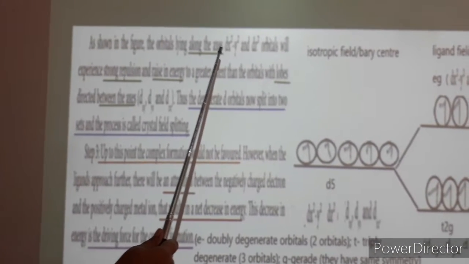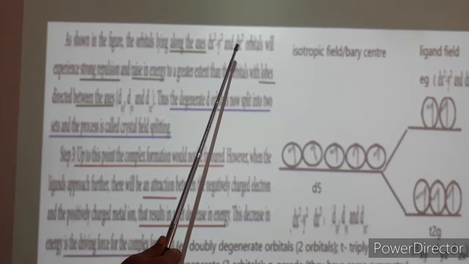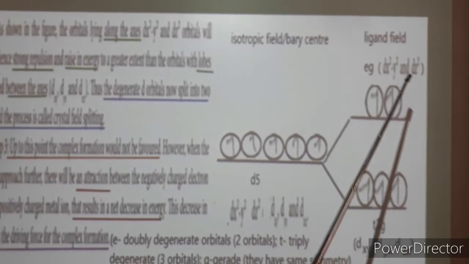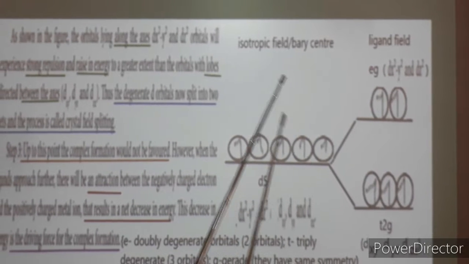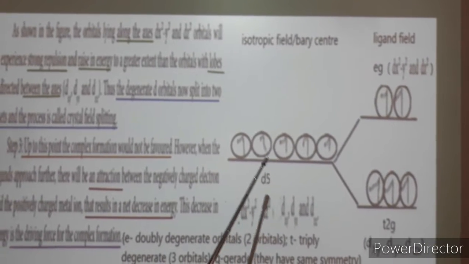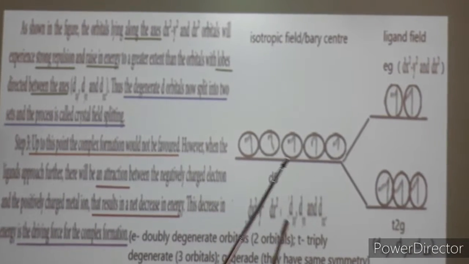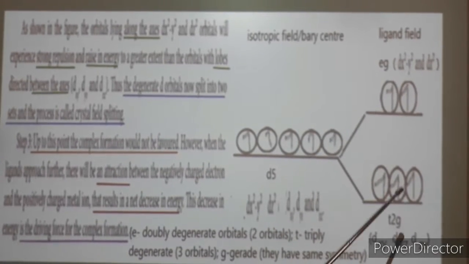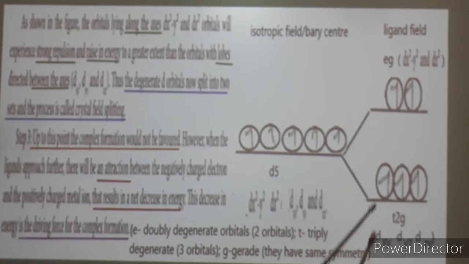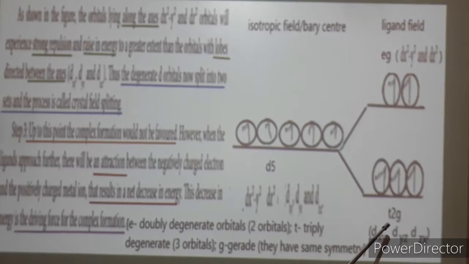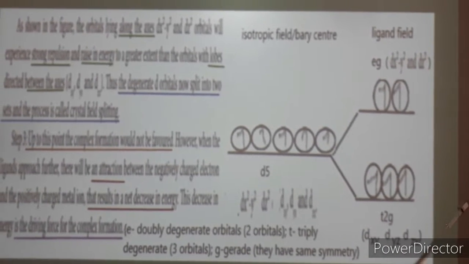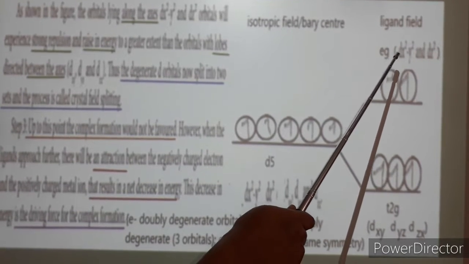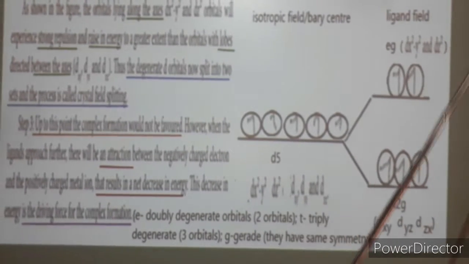Next, along the d of x squared minus y squared and d of z squared, now see that these are the Eg orbitals in the ligand field. It is called an isotropic field or barycenter. We will learn this in the next slide. In the ligand field, the d orbitals are now split into 2 sets. One is the T2g set. What does it mean? D of xy, d of yz and d of zx. And the Eg set means d of x squared minus y squared and d of z squared.